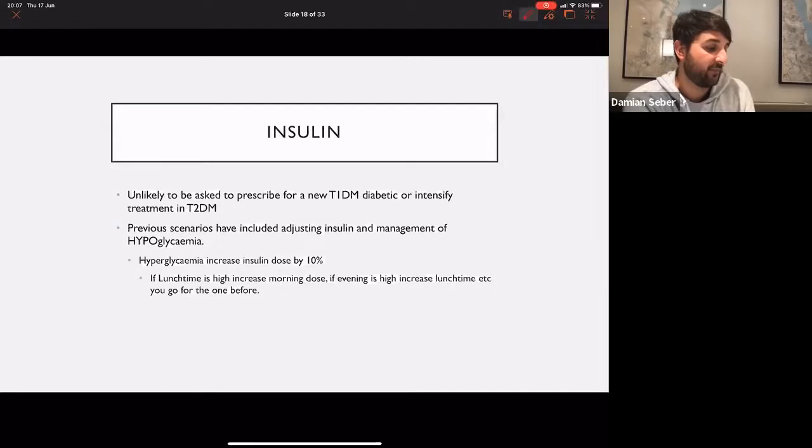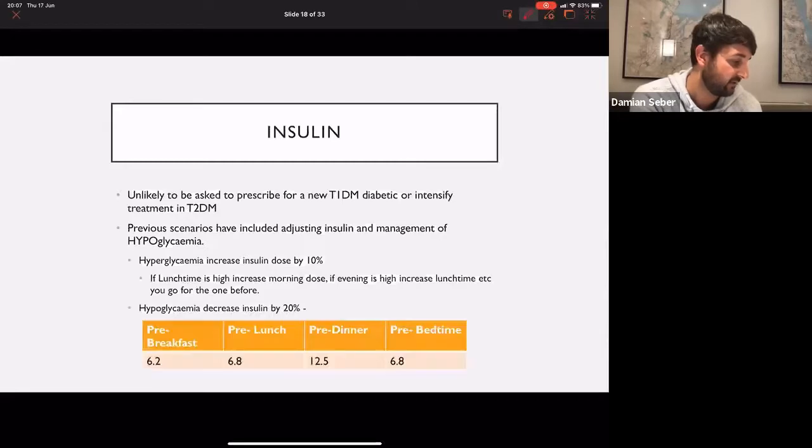So if they are hyperglycemic in between doses, you just adjust the dose by 10% and you go for the one that's before the high level, if that makes sense. I've got a little thing here at the bottom. You can see there that the pre-dinner glucose level is a little bit high. So you would increase the lunch insulin prescription by 10%. If it was 20 units, you'd increase it to 22 units of whatever insulin they have.